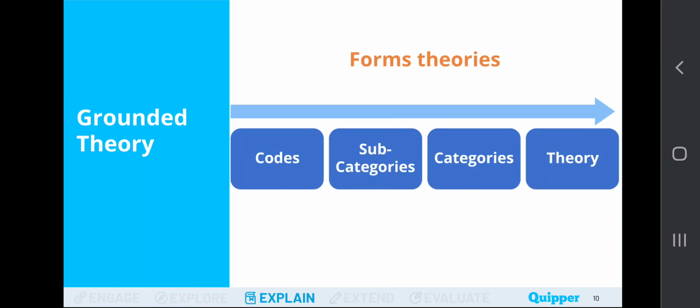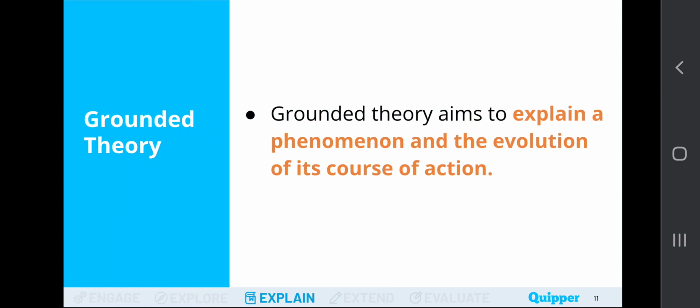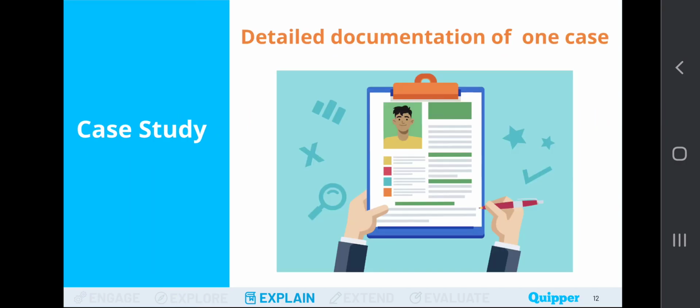Grounded theory. These form theories in which we are going to find different codes, subcategories, categories, all the way leading to the different theory. Grounded theory aims to explain a phenomenon and the evolution of its course of action.